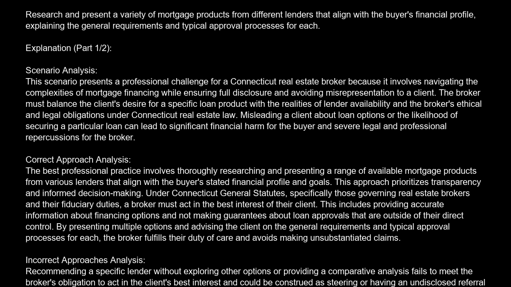This approach prioritizes transparency and informed decision-making. Under Connecticut general statutes, specifically those governing real estate brokers and their fiduciary duties, a broker must act in the best interest of their client. This includes providing accurate information about financing options and not making guarantees about loan approvals that are outside of their direct control. By presenting multiple options and advising the client on the general requirements and typical approval processes for each, the broker fulfills their duty of care and avoids making unsubstantiated claims.